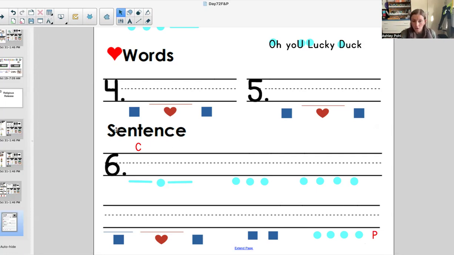Okay, do you have a capital letter at the beginning of your sentence? Hopefully you do. Do you have spaces between your words? Are your letters facing the right direction? Did you put punctuation at the end? Here's your punctuation clue. Which ten kids should go next? There's my clue.